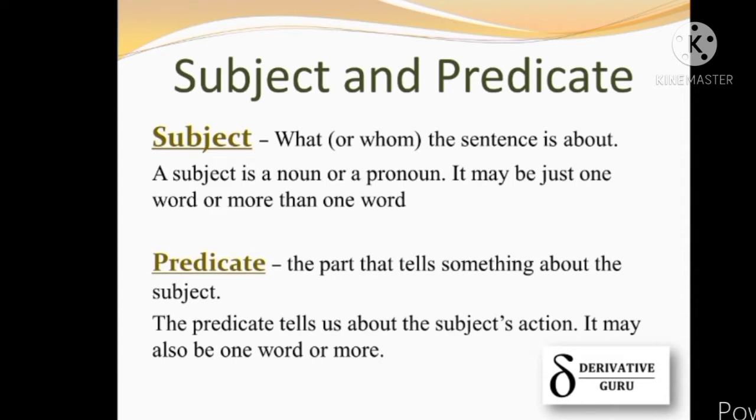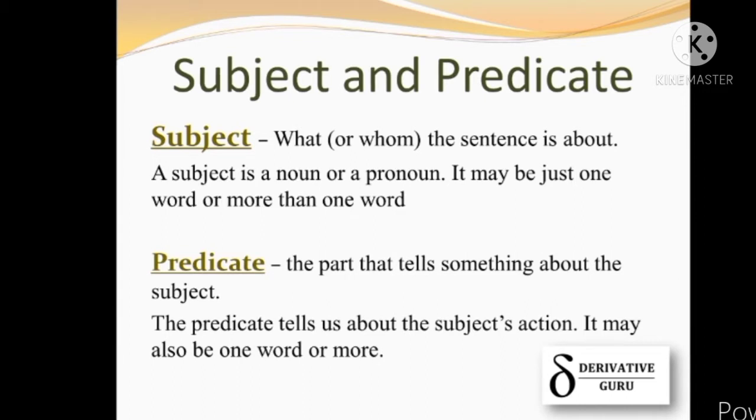Let us try to understand this with the help of a simple example. That is, I am going to school. So in this sentence, I'm talking about whom? The sentence says, I am going to school. So I'm talking about I. So in this sentence, I becomes the subject. What am I saying about the subject? Am going to school. So this becomes the predicate part of the sentence.